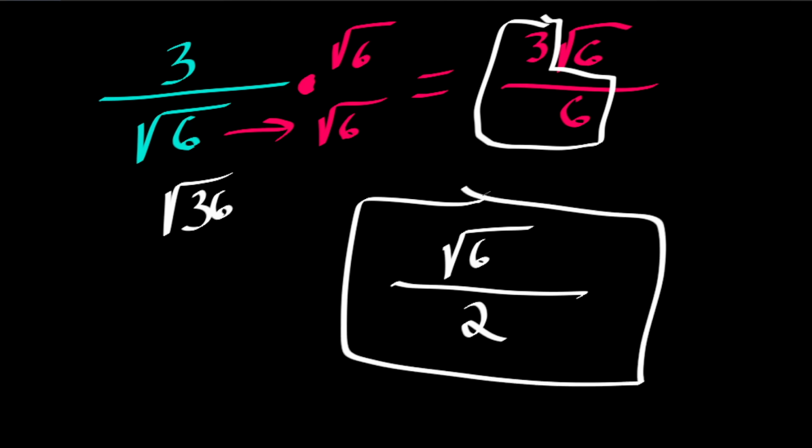All right, so now let's make this more complicated. So let's dive in a little deeper. So let's say we have 3 over 2 square root 5.